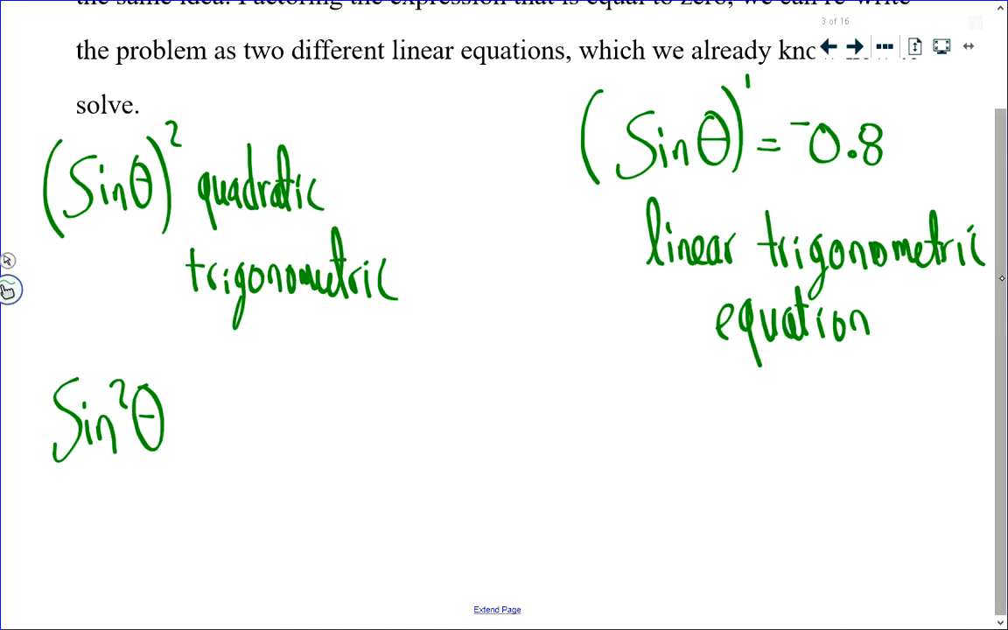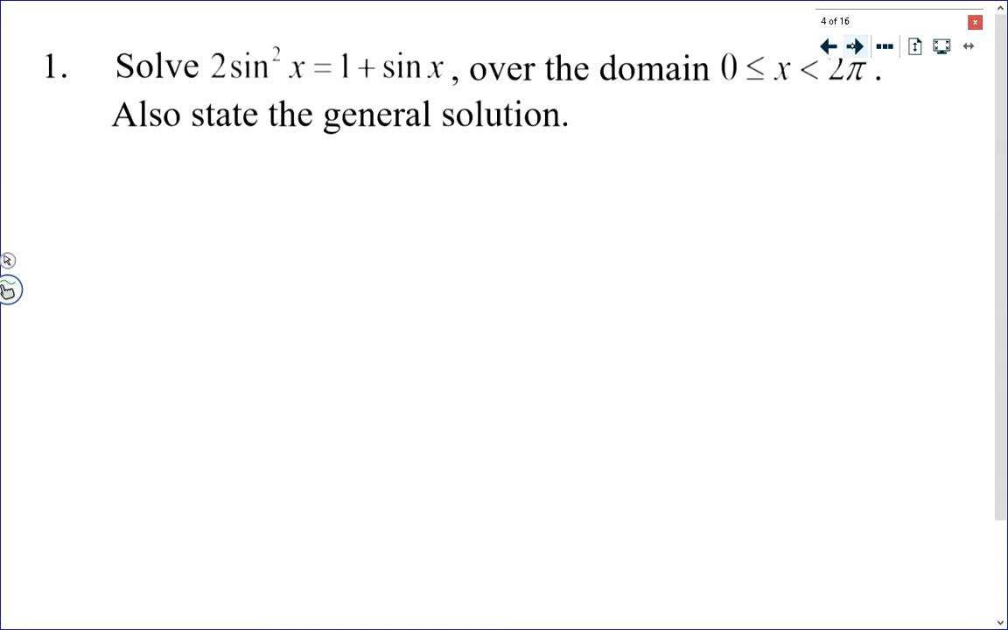Okay, let's take a look at the first example. The first example asks us to solve this trigonometric equation over the domain from 0 to 2 pi. And I'm going to ask everybody to do me a favor here. It's going to make my job explaining this a lot easier. When we rewrite this equation, let's use theta instead of x. All right?